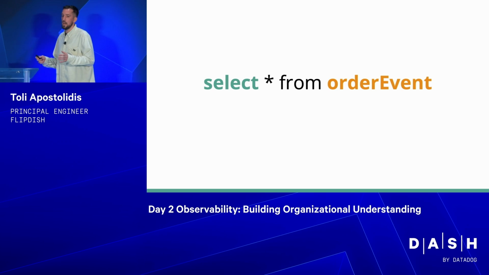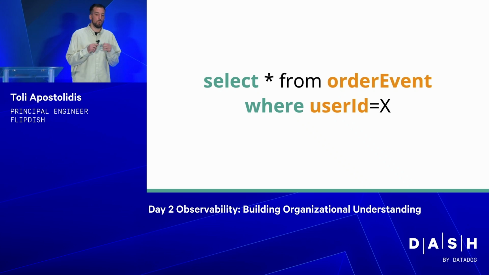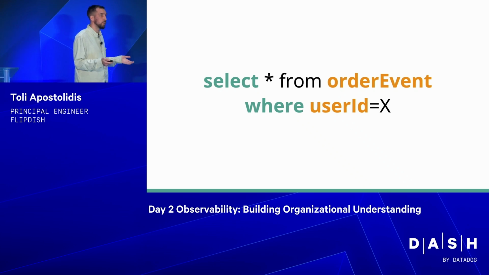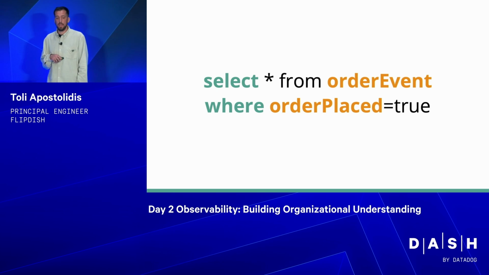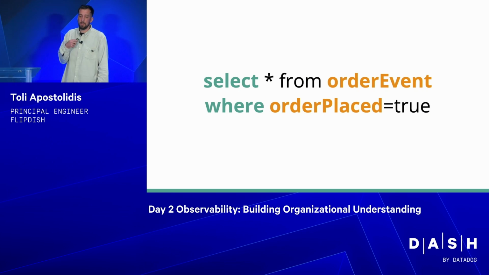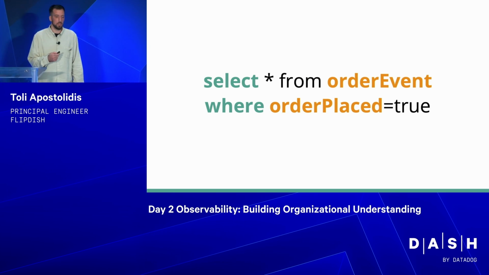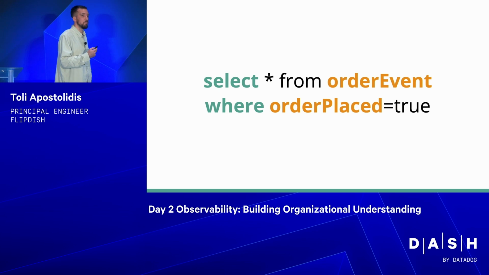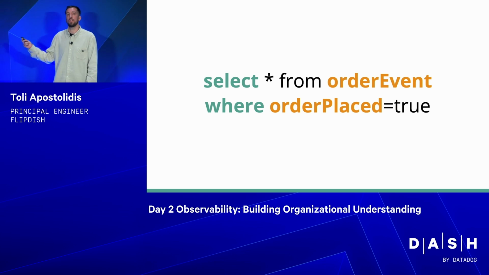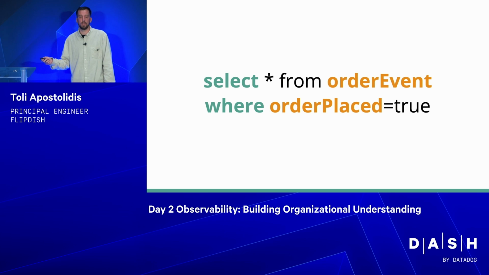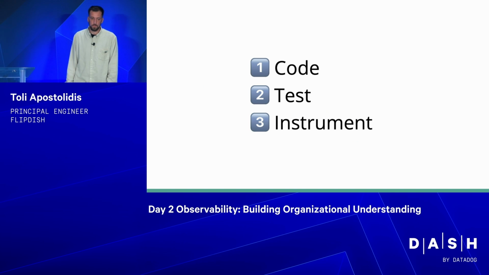So you can say select star from order event where user ID equals X, if that's what you want to ask. Or you can say select star from order event where order placed is true, and get those answers. But you don't need to know ahead of time what questions you want to ask. You don't need to go and look at the code and see what the log is and where that log is, and then correlate the two.